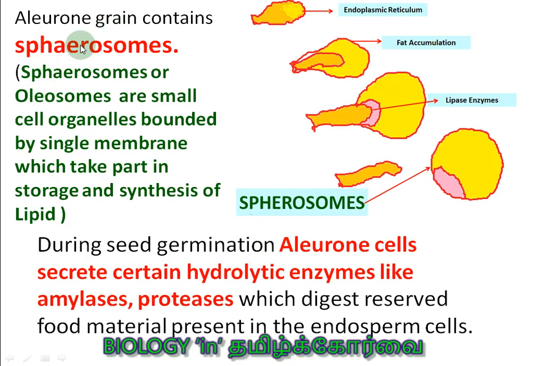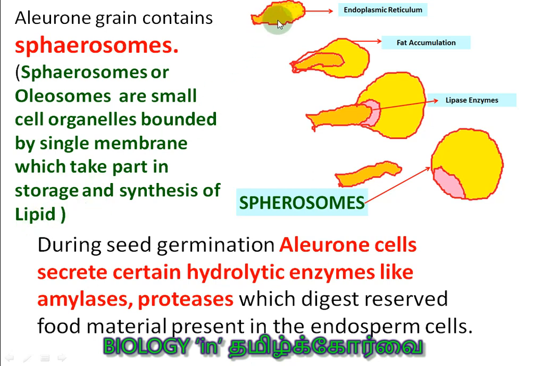What are present in the aleurone grains? Spherosomes are present. The word spherosomes is given, but the explanation is not given in our book, so here I gave the explanation. Spherosomes, also called oleosomes, are small cell organelles bounded by a single membrane only, not a double membrane. Mitochondria or chloroplasts are bound by a double membrane, but these spherosomes are bounded by a single membrane, and take part in storage and synthesis of lipids.